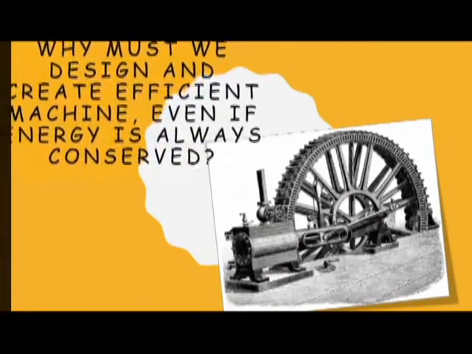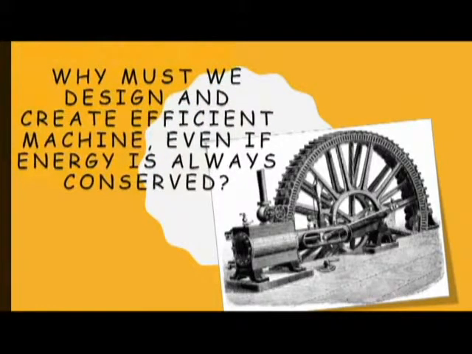Why do we have to build efficient machines even if we know energy is always conserved? Machines work by exchanging any form of energy into another form. Note this: energy is always conserved, but the order of the energy itself is not conserved.